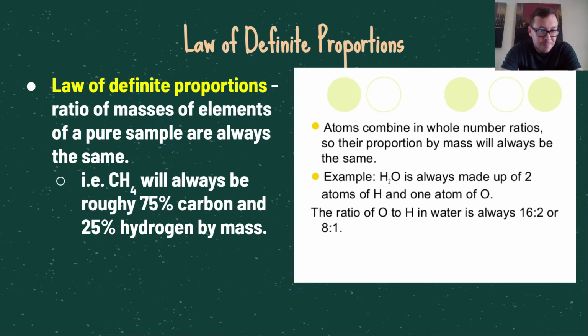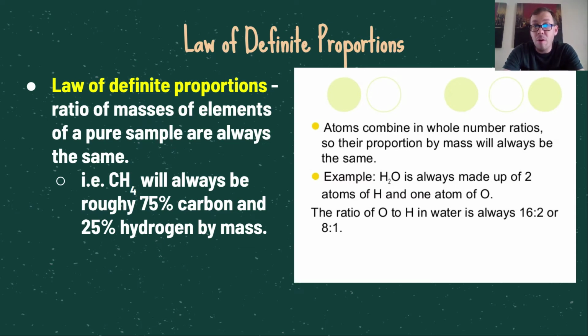What that means is that, for example, in methane, there will always be roughly 75% carbon and 25% hydrogen by mass. The molar mass of the entire compound of CH4 is 16, whereas the molar mass of carbon is 12. So 12 divided by 16 is 0.75, so roughly 75%. And for hydrogen, there would be 4 hydrogens, so that's roughly a molar mass of 4 divided by 16, that's 25%. So all CH4 has that percentage by mass.